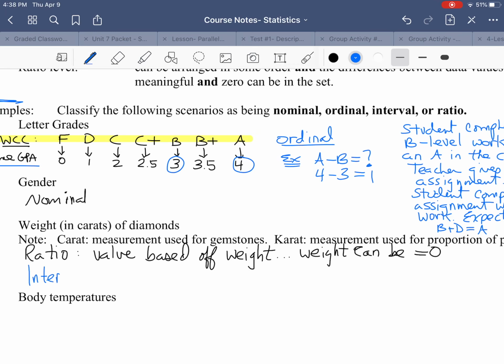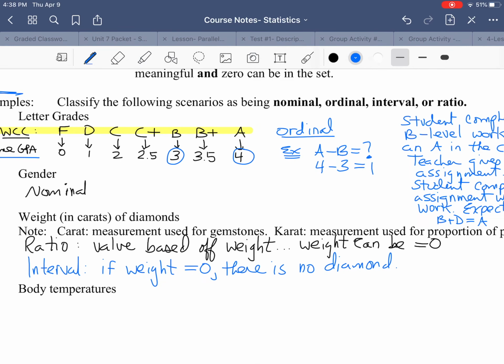But then somebody else comes along and says interval, if weight is equal to 0, there is no diamond. Then a third person comes along and says ratio, because maybe the weight rounded to 0. Maybe it was so small, like this teensy tiny speck of a diamond, that the directions in a problem said round to the nearest integer, and the nearest one was 0. That's possible. So there is a possibility for debate based off assumptions here.